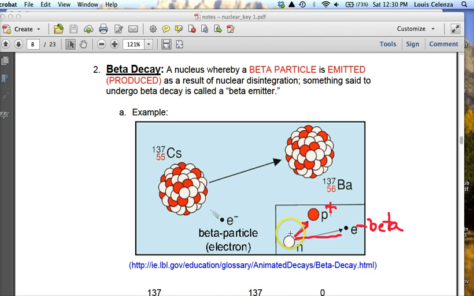But now look at what happens. One of the neutrons has split into the beta, which leaves the atom, but it's also split into a proton, which means now that it has one more proton than it originally had. It got one less neutron, but one more proton. Let's take a look at what we're talking about here. So in this case, the cesium nucleus has 55 protons.